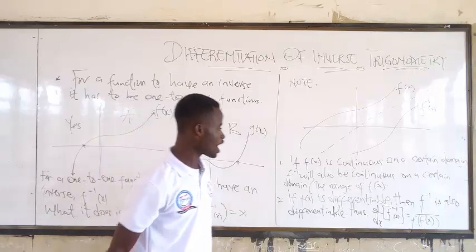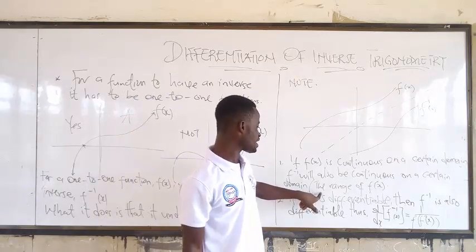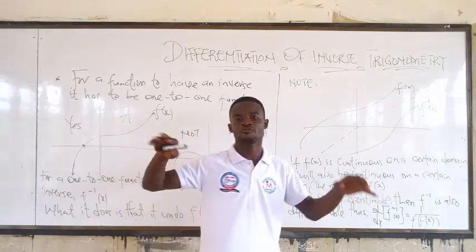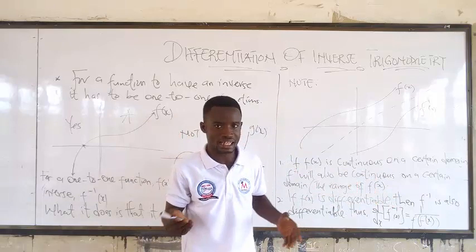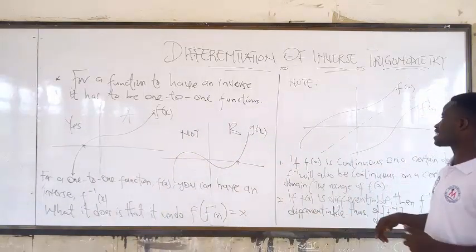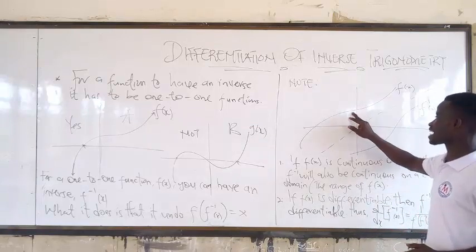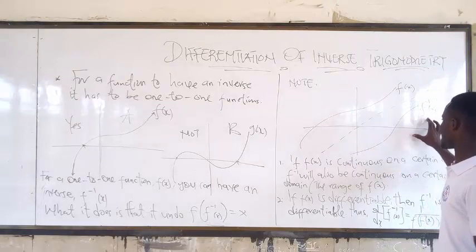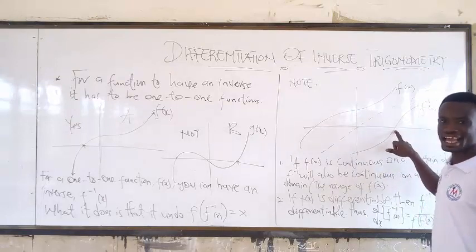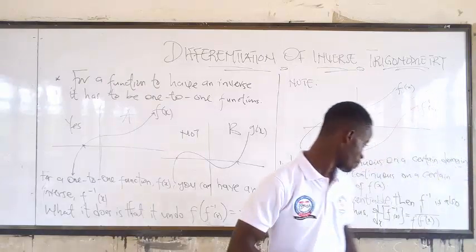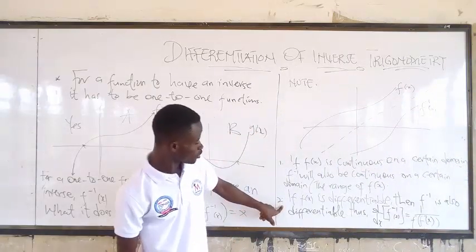Alright. So that is the range of f of x. What an inverse function does is that you can see here, this graph is cutting the y-axis, but when it comes to this side, it's cutting the x-axis. So the inverse is like a reciprocal. That's how it is.